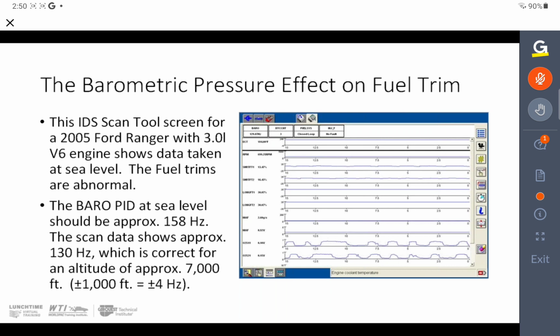So here's another one. This is using the Ford scan tool on a 2005 Ford Ranger. The data was taken at sea level, but the fuel trims are abnormal. The barometric pressure at sea level should be 158. The scan tool is showing approximately 130 hertz, and that's correct for 7,000 foot altitude, not sea level. So in this case, you can see the computer is modifying the fuel trims to correct for what it thinks the barometric pressure is.